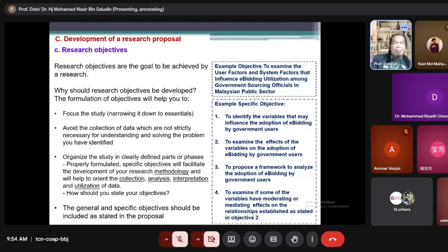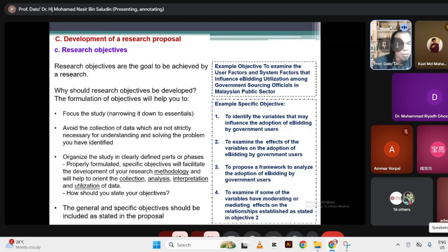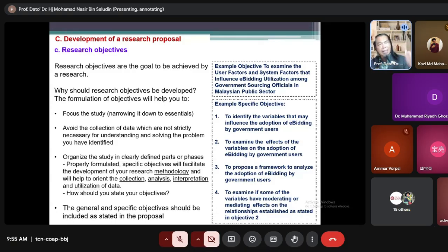Research objective. Research objectives are the goals to be achieved by the research. Why should research objectives be developed? The formulation of objectives will help you to focus the study, narrowing it down to the essential. Avoid the collection of data which are not strictly necessary for understanding and solving the problem you have identified. Organize the study in clearly defined parts or phases, properly formulated. Specific objectives will facilitate the development of your research methodology and will help to orient the collection, analysis, interpretation, and utilization of data. You have data. Try to make a very good analysis.